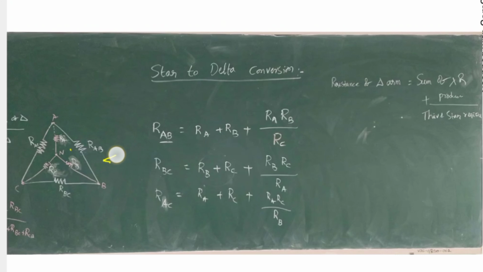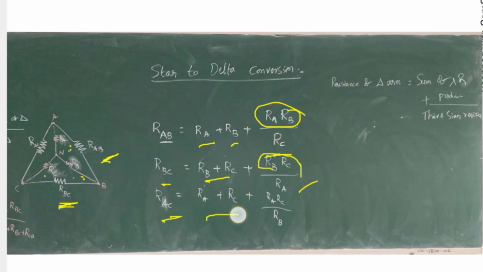Now if you want the delta arm RAB, what do we have to do? The sum of the two resistances which are connected in star, RA plus RB, plus the product of those divided by the opposite resistance. Similarly, RBC is another arm. RC and RB are the arms connected together for RBC. RBC equals RB plus RC plus the product of RB and RC divided by RA, the opposite or third resistance.